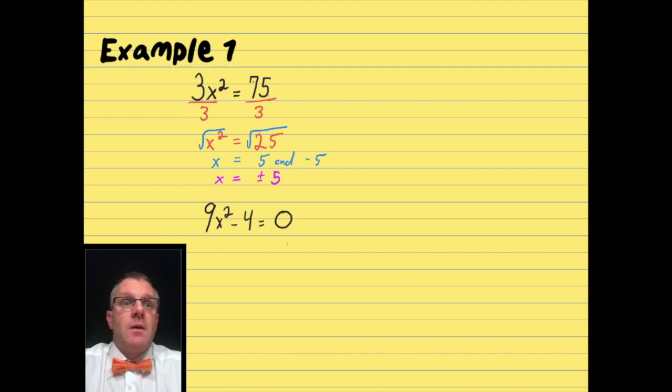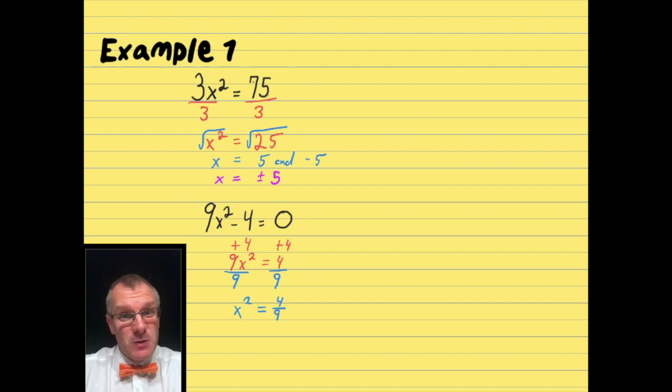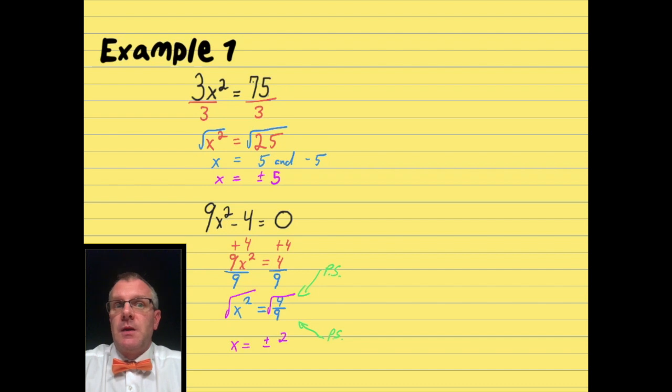So on the next one, 9x squared minus 4 equals 0. We'll go ahead and add 4 to both sides to start with, giving me 9x squared equals 4. Go ahead and divide both sides by 9. X squared equals 4/9. The nice part about that, you got a perfect square as your numerator, perfect square as your denominator. So when you take the square root, you know you're going to end up with a nice rational number. It's going to be a fraction, but it's not an irrational answer. Square root both sides, and we end up with x equals plus or minus 2/3.